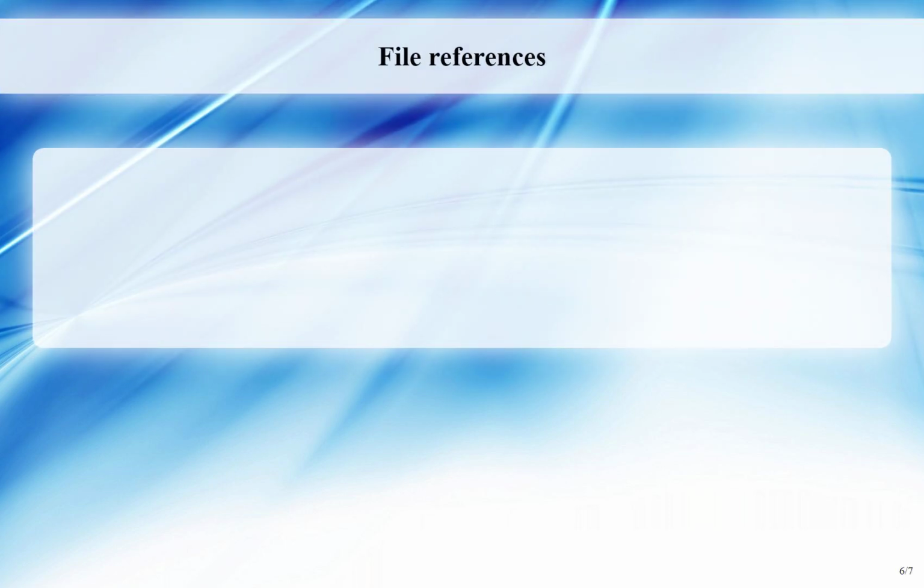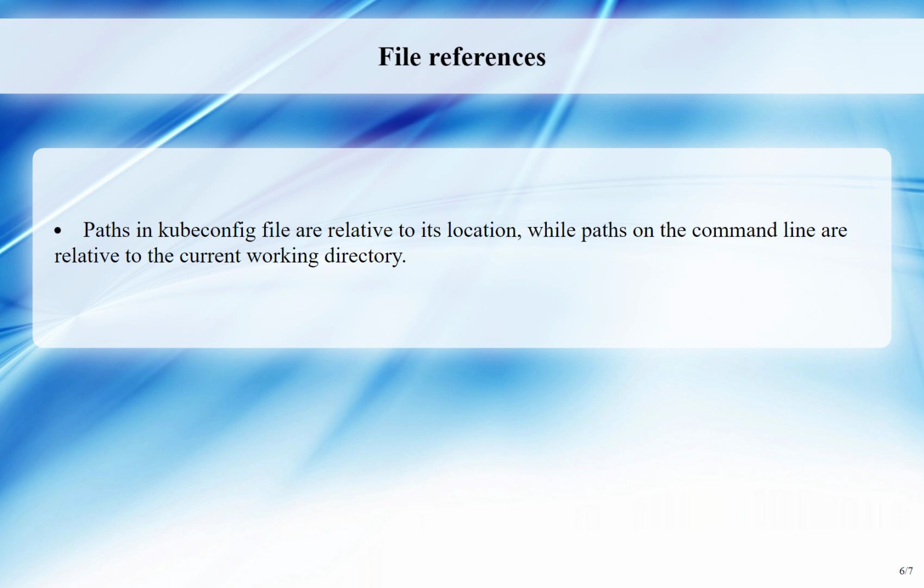File references. File and path references in a kubeconfig file are relative to its location, while file references on the command line are relative to the current working directory. In the kubeconfig file, relative paths are stored relative to the kubeconfig file's location, and absolute paths are stored as they are.